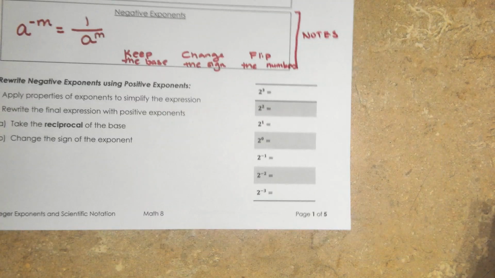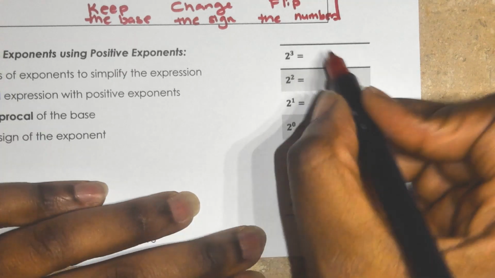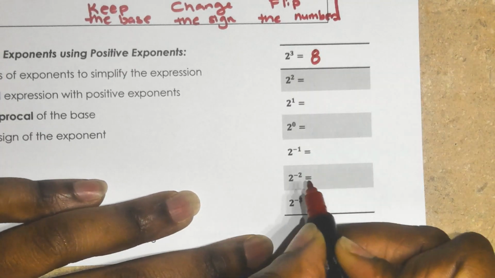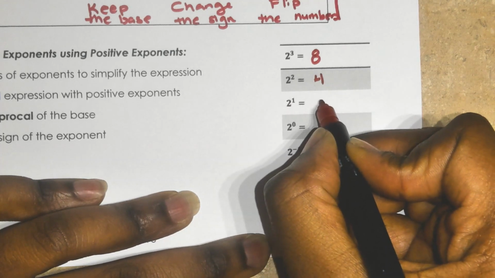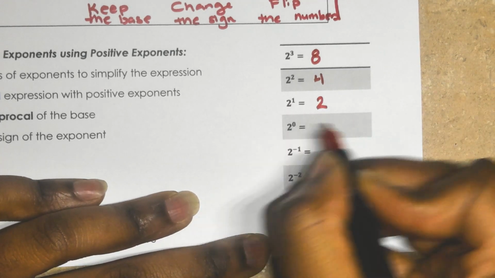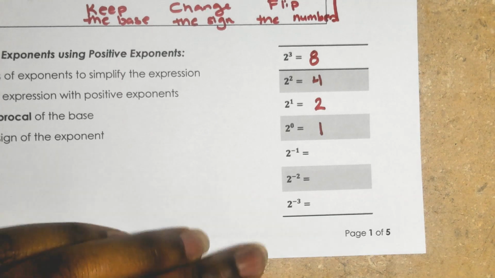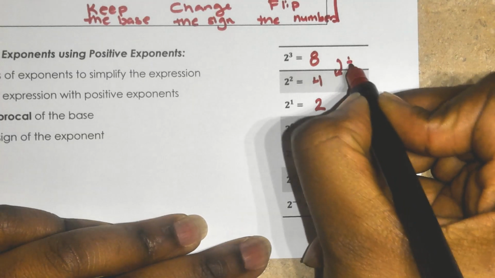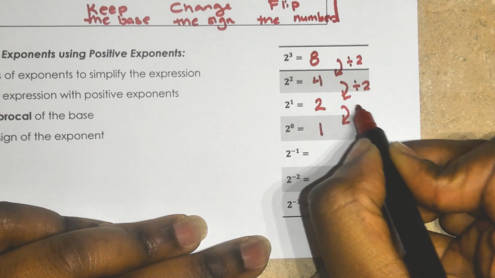I'm going to zoom in. So here we have 2 to the third power. 2 to the third power is 8. 2 to the second power is 4. 2 to the first power is 2. And 2 to the 0th power is 1, because anything raised to the 0th power is 1. And as you can see, we are dividing by 2 every single time we go down a row.